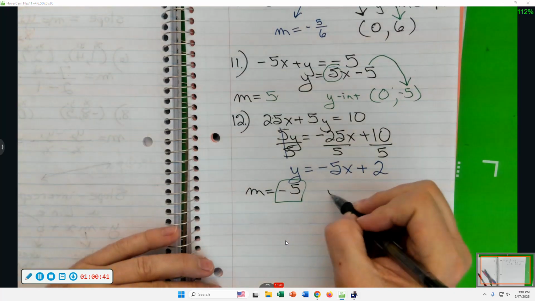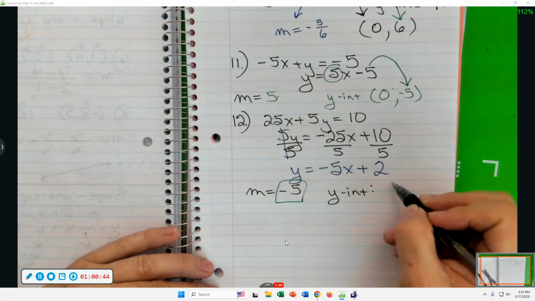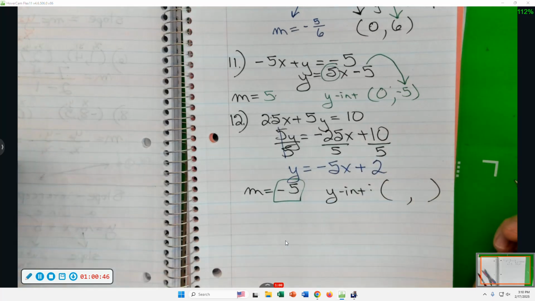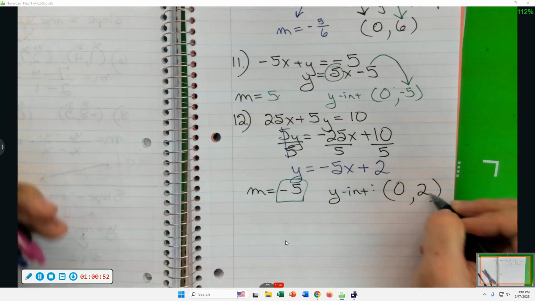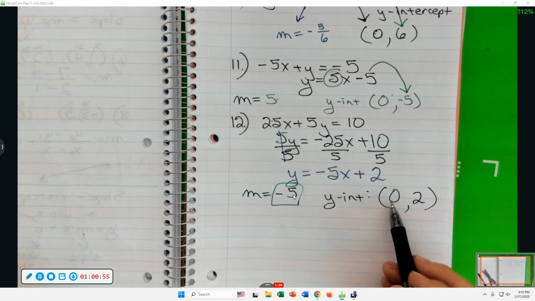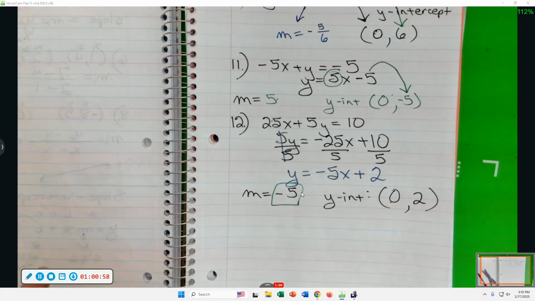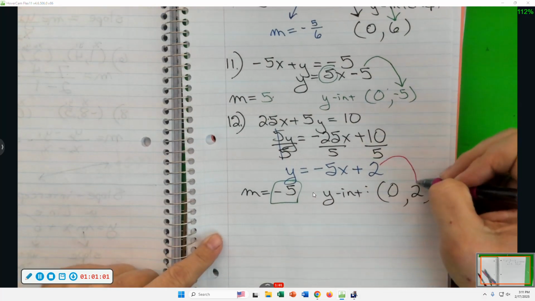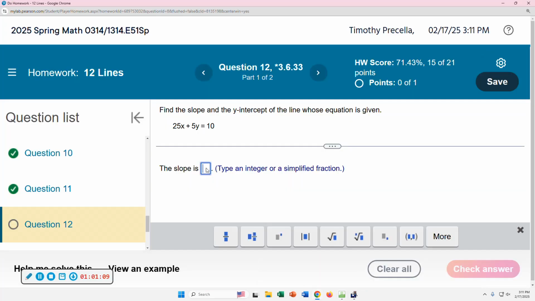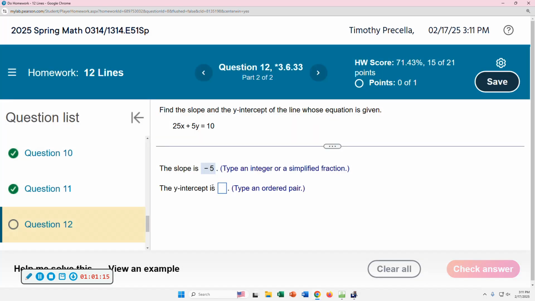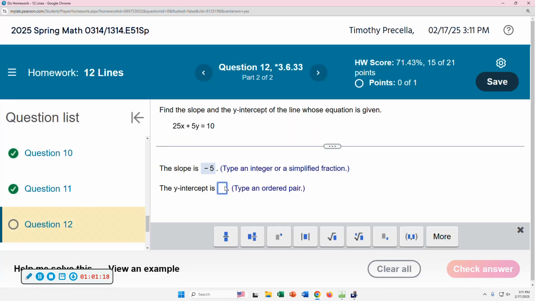What's the y-intercept? 0, 2. I couldn't hear you. Go ahead and say it louder. 0, 2. I agree. 0 because it's on the y-axis. You can't move left or right. And this number here is the y-coordinate of the y-intercept. So negative 5 and 0, 2. Let me remember. Negative 5 and 0, 2.